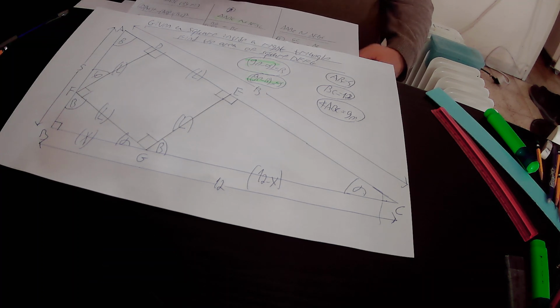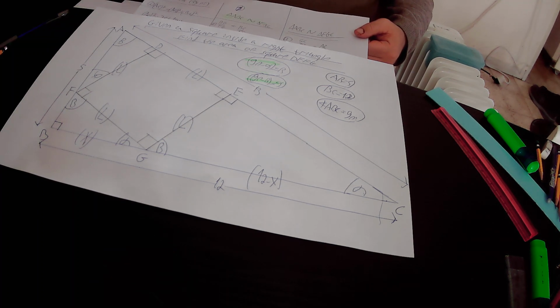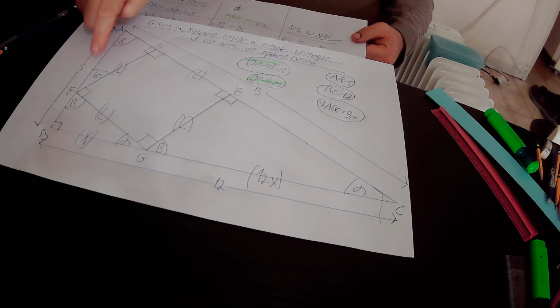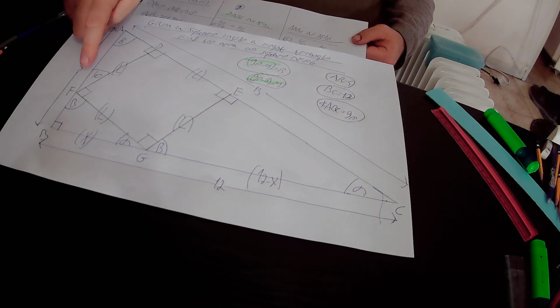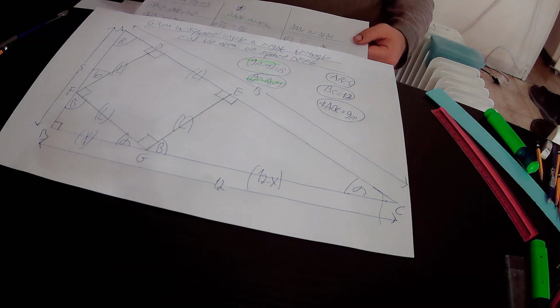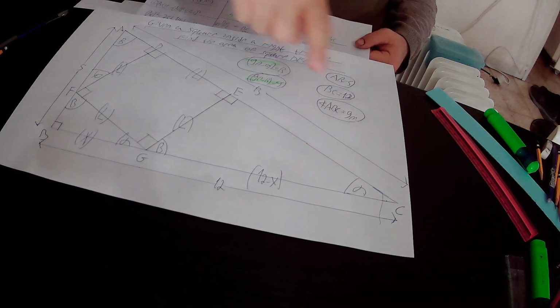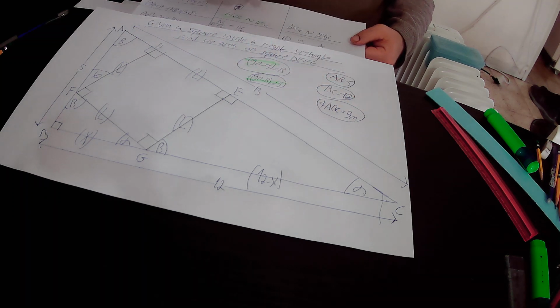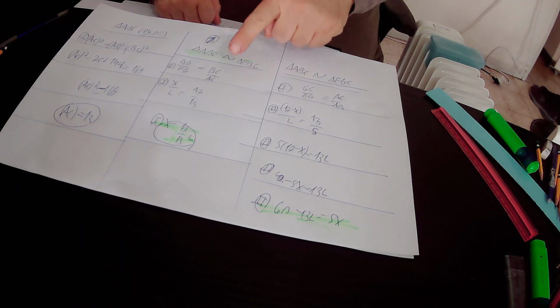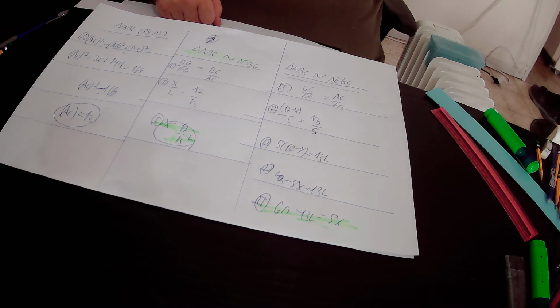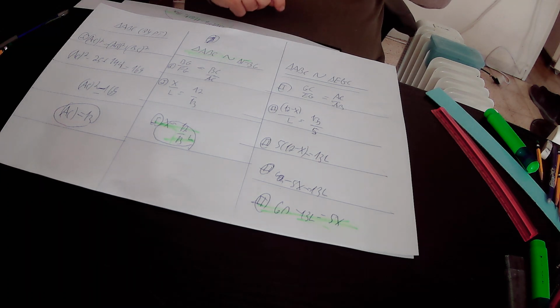We will derive that side BG over FG in the right triangle FBG equals side BC over AC in the right triangle ABC. Repeat again, we derive that BG over FG in the right triangle FBG equals BC over AC in the right triangle ABC. Why? Because those two right triangles are similar to each other.